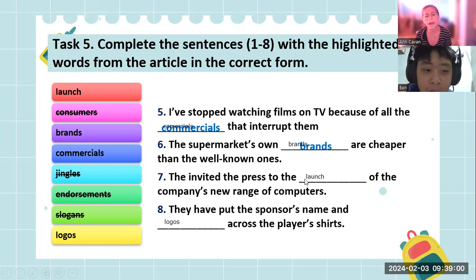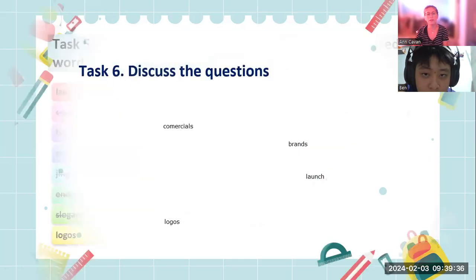They invited the press to the launch of the company's new range of computers. The sentence is wrong, Ben. They invited the press to launch the new company's range of computer. This sentence is wrong. Number 8. Okay, logo. They have put the sponsor's name and logo across the player's shirt. Okay, very good.